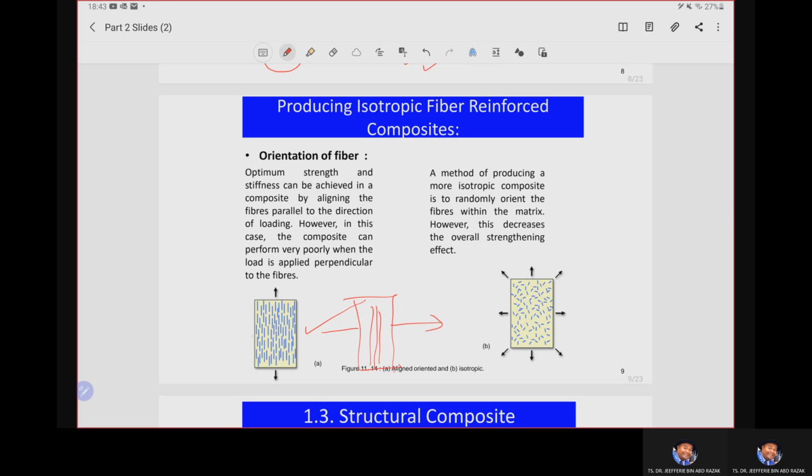So to get balanced properties or a more isotropic composite, we need to randomly orient the fibers within the matrix. However, there is a drawback: a decrease in the overall strengthening effect when we have this isotropic condition, isotropic due to random fiber orientation.